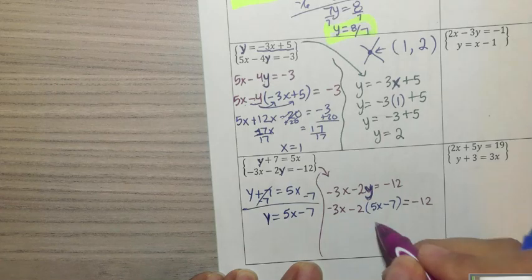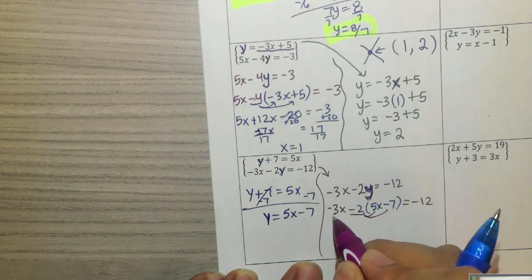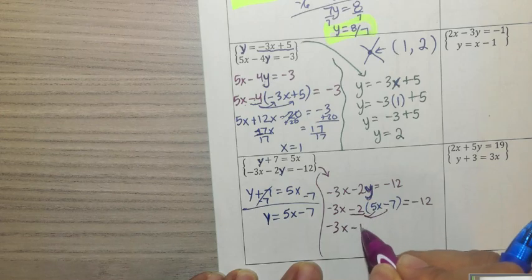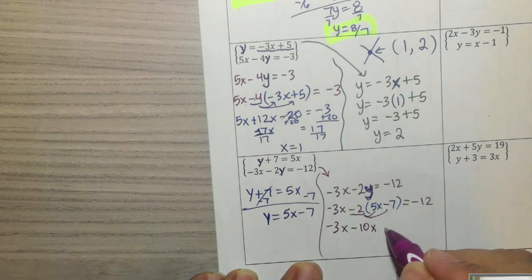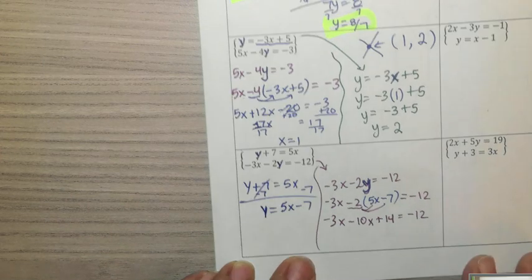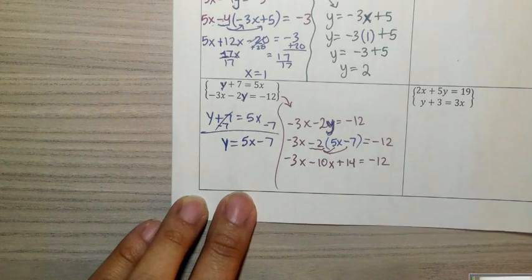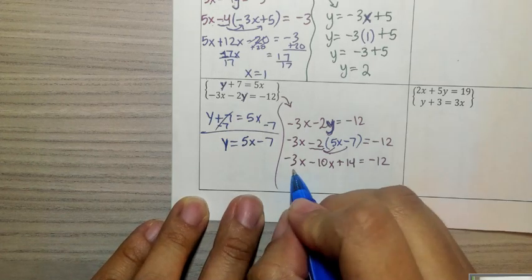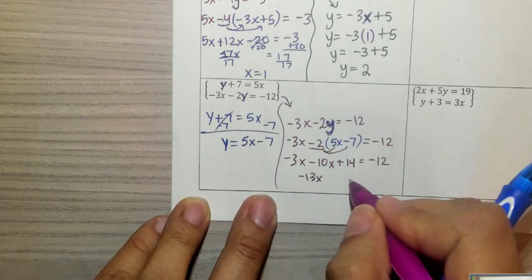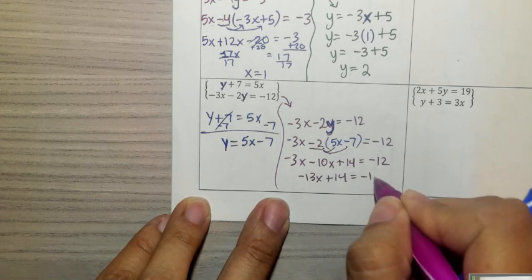So we're going to distribute, because there's parentheses, -2 times these two. -3x just comes down. -2 times 5 is -10x. -2 times -7 is positive 14, equals -12. And we're going to keep solving this until we get x equals. So next, combine like terms, which is -3x minus 10x. So that's -13x.